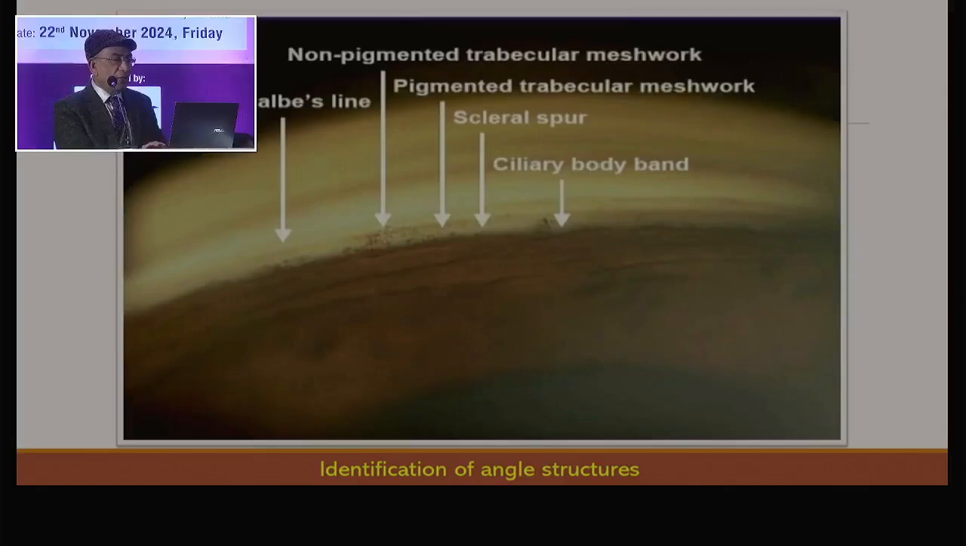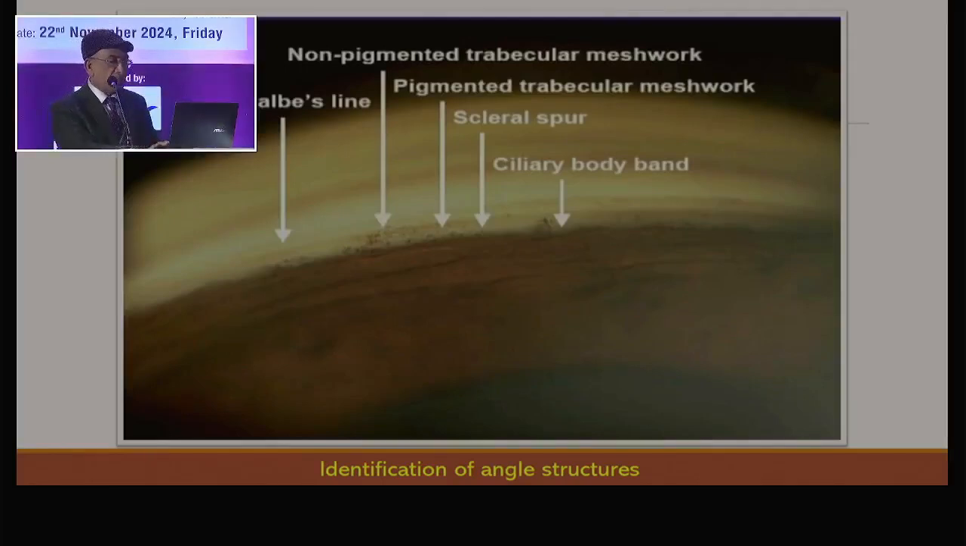I think for those who have done gonioscopy, it is a very common thing. And these 4 structures we must learn. What are the 4 structures? If you come from behind, there is the scleral spur. This is the trabecular meshwork, the posterior pigmented trabecular meshwork. This one is the anterior non-pigmented trabecular meshwork. And this is Schwalbe's line. So these 4 structures we will try to see: Schwalbe's line, ATM, PTM, scleral spur.